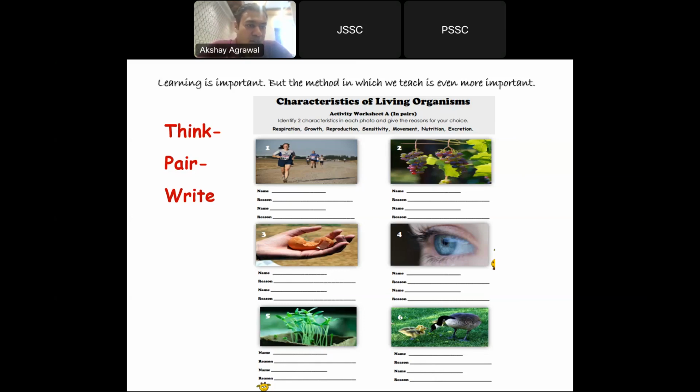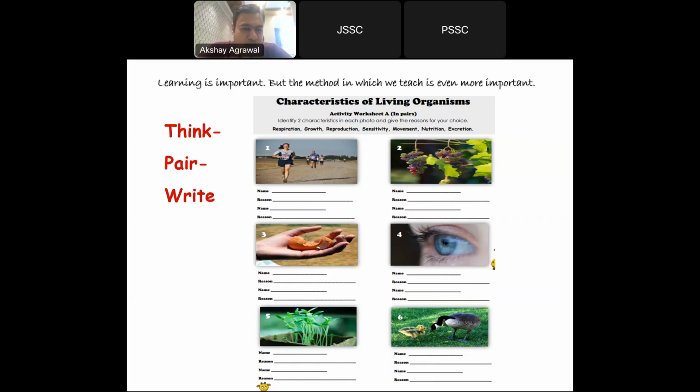Okay, people are writing movement, respiration. One person has even given respiration. Okay, good. Thinking out of the box. Very nice. Okay, let's move on to image number two. What do you think is being talked about in image number two? Growth. Okay. Nutrition. Very nice. Life processes. Let's only stick to the seven life processes. Growth, nutrition. Okay, very good. Let's see the third one.